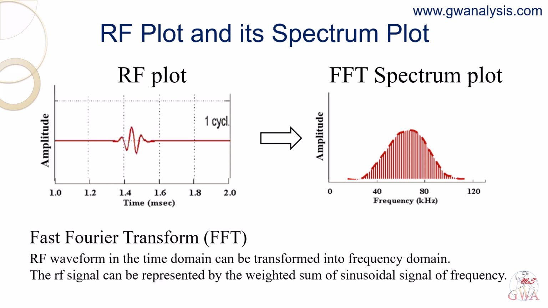Now we can tell that hello is not a single frequency. It is a broadband. In the same way, a 5 MHz transducer generates a broadband signal with 5 MHz as its center frequency. This slide shows the RF signal of 64 kHz center frequency on the left and its spectrum plot on the right. As you can see, the spectrum shows a broadband signal between 40 kHz and 90 kHz.